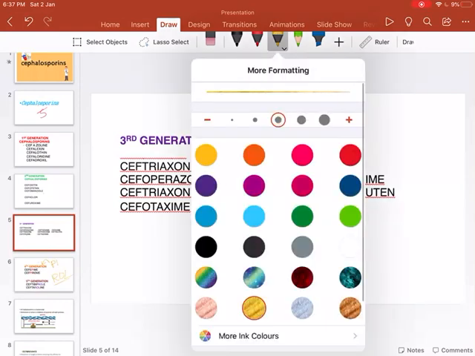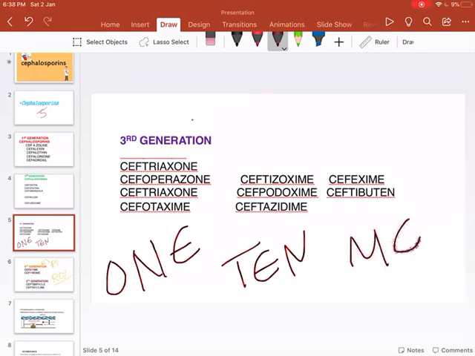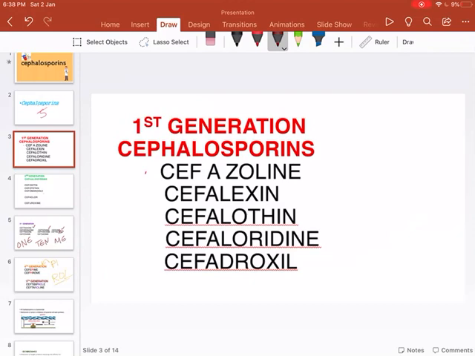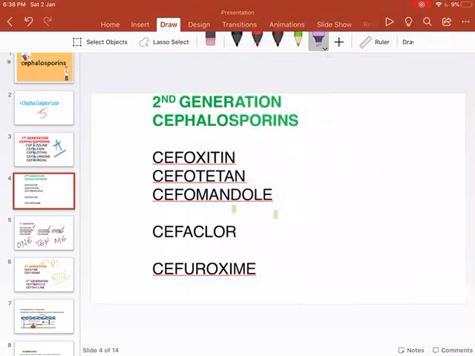Now coming to the 3rd generation, the keywords are 1, 10 and ME. If at the last there is 1, ME or TEN, it means they belong to the 3rd generation cephalosporins. For the 1st generation cephalosporins, they all have a common letter which is A. For the 2nd generation cephalosporins, they all have a common letter O.